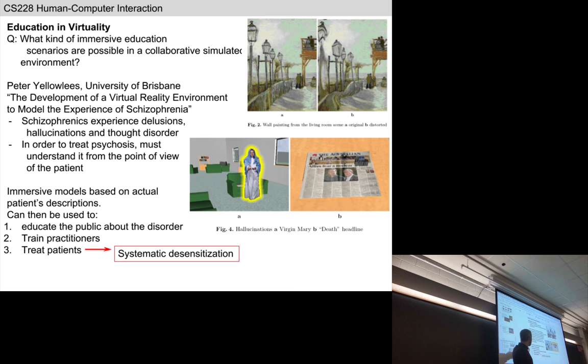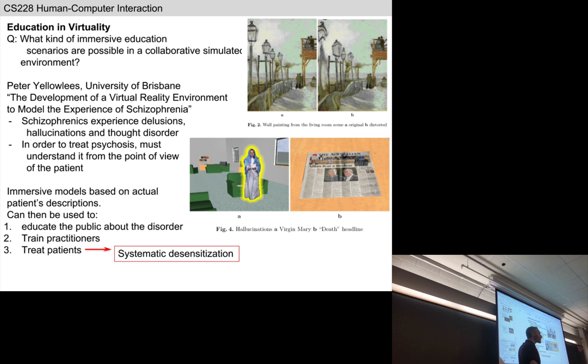You could help to educate the public. So assuming that this system is relatively accessible, we could build up empathy for particular disorders by making it easier for people to put themselves in the shoes of the person that suffers from that pathology. Again, we could use it to train practitioners. What do you actually do when someone who is suffering from schizophrenia has an attack? What does it feel like? What are they seeing? What are they hearing? What are they feeling? What can you do in that moment to help?